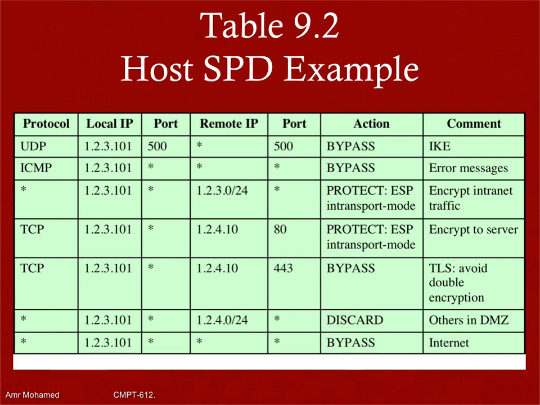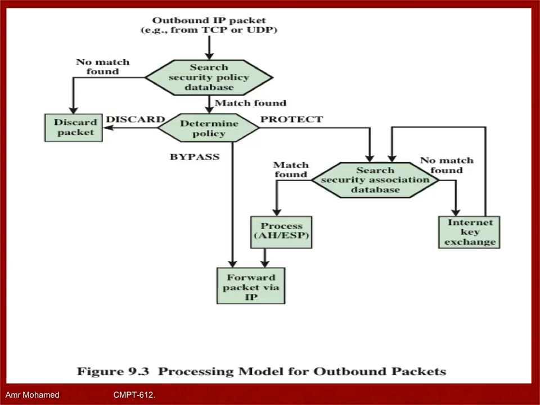So there is also a discard. Okay. So there are different behaviors. Of course the protect one, which means that if this one is protected, then we need to provide the security parameter index, which points to the security association database to try to get the security association to use it for encryption and authentication and so on. Okay.